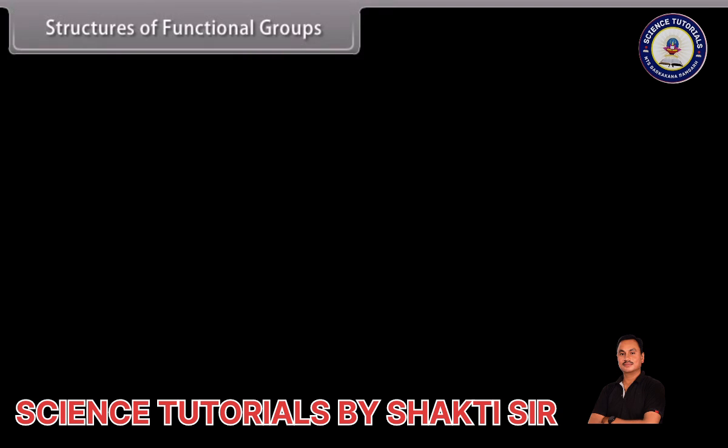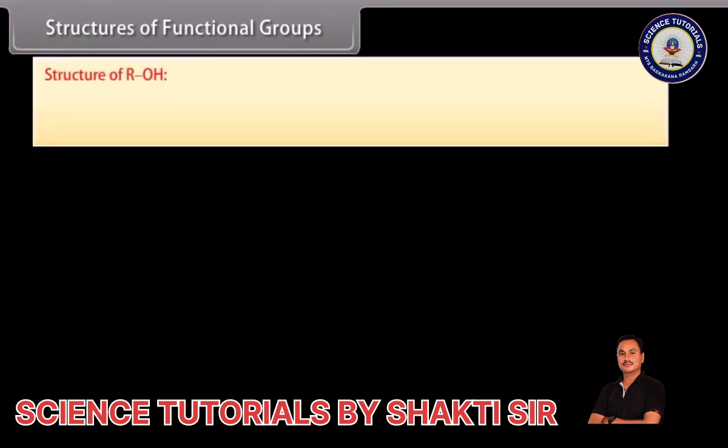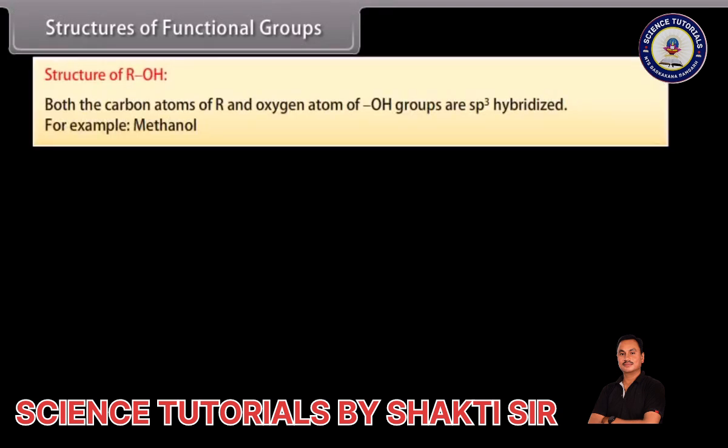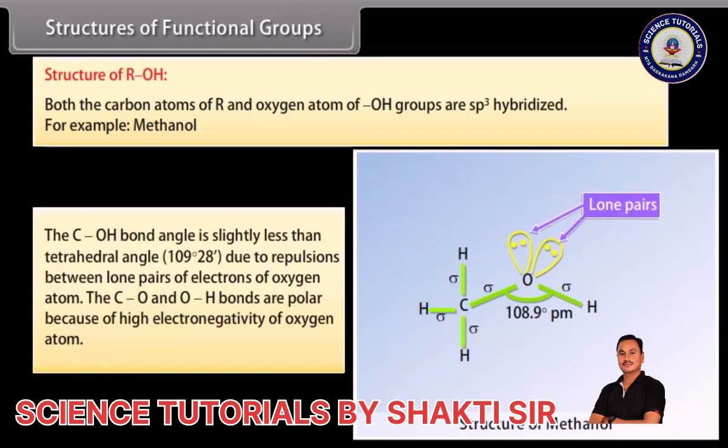Structures of functional groups. Structure of ROH. Both the carbon atoms of alkyl group and oxygen atom of hydroxyl groups are sp3 hybridized. For example, methanol. The C-O-H bond angle is slightly less than tetrahedral angle, that is 109 degree 28 minute, due to repulsions between lone pairs of electrons of oxygen atom. The C-O and O-H bonds are polar because of high electronegativity of oxygen atom.